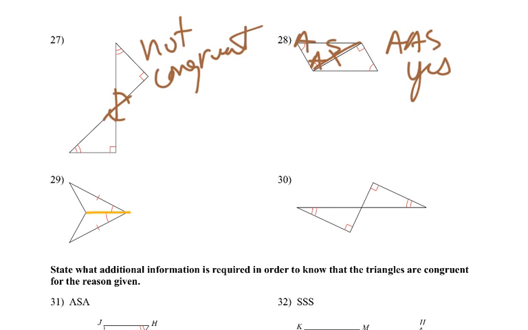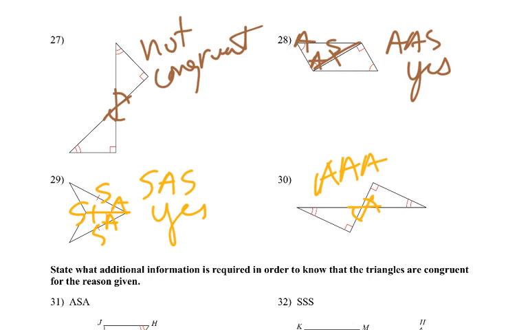Okay, 29, shares a side, then it has an angle and then a side. The angle's in between, so side, angle, side, same for both, so yes. And then we've got another triple angle, which deals with similarity, same shape, different sizes, but we're dealing with congruent, same size, so we can't call it congruent. So not congruent.